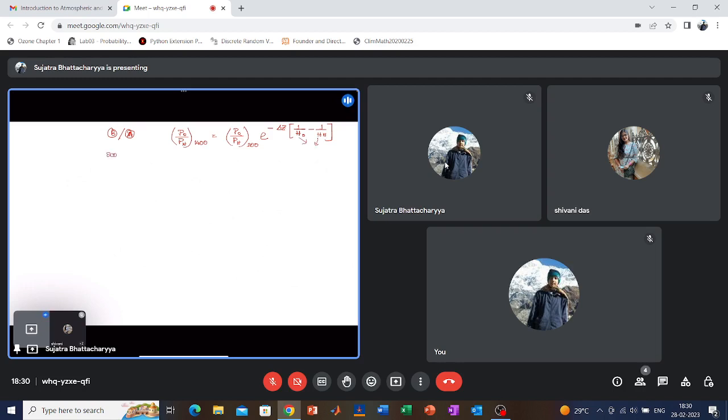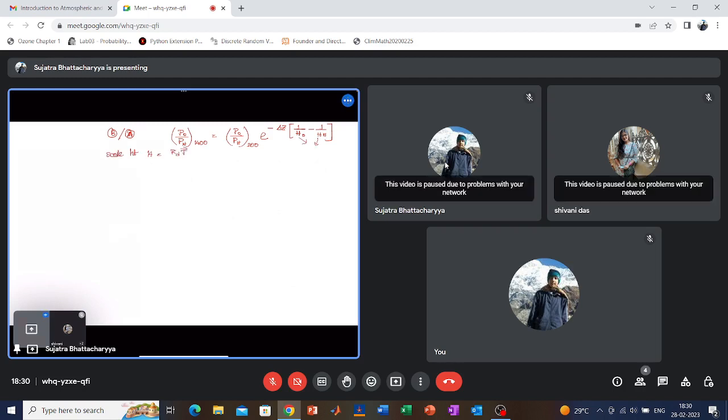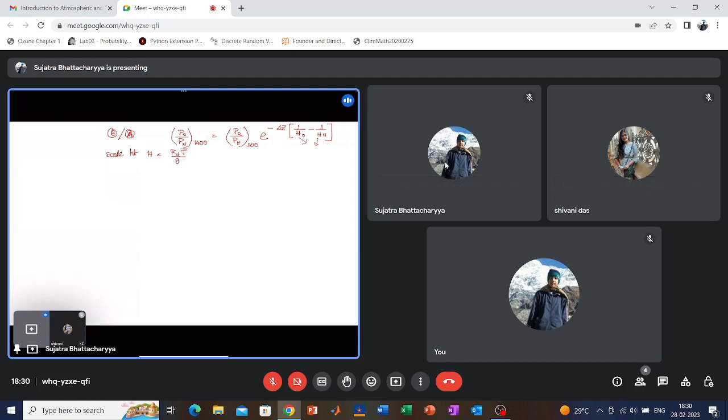So what is scale height? Scale height H, any H, will be equal to RD T bar by G. Now this RD is for the dry gas. Now for hydrogen, HH will be R of H, and how will we find out the RH? This will be R star by the molar mass of hydrogen into T bar by G.